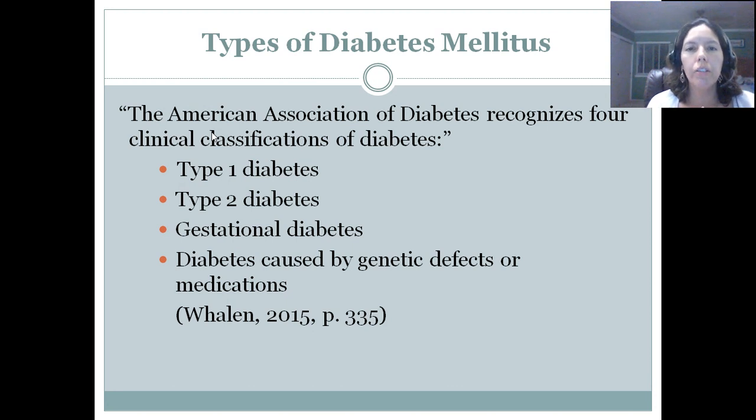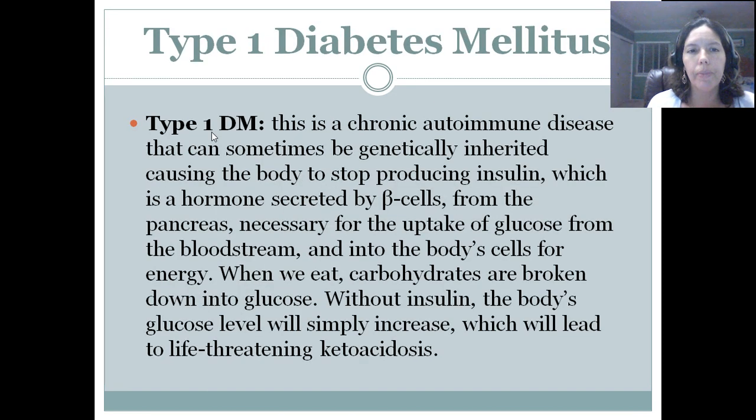The American Association of Diabetes recognizes four clinical classifications of diabetes: type 1 and type 2, gestational diabetes, and diabetes caused by genetic defects or medications. But in this presentation, I'm only going to focus on type 1 and type 2 diabetes.